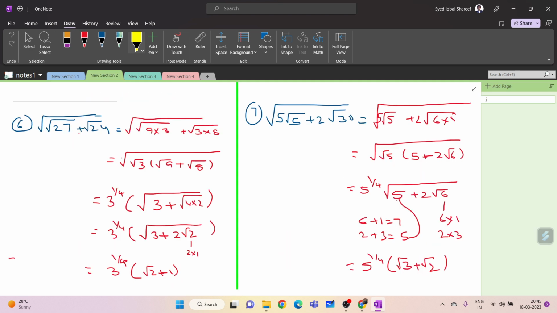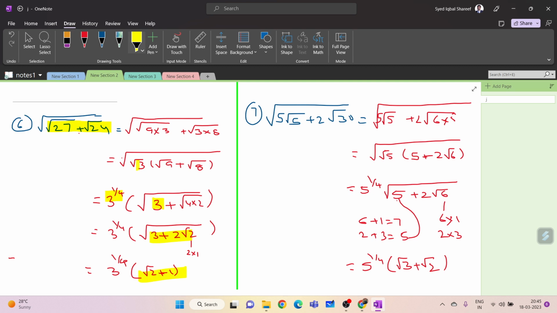We got this. Now suppose here is also a root, here is also a root. So first take the common part: 9 times 3, this thing. Root 3 is common, so we have taken it common. So 3 to the power of half, this half, 1 by 4. It came as 1 by 4. Now square root of 9 is 3. Square root of 8 is square root of 4 times 2, so 2 root 2. Again it is in the standard form. We got it.